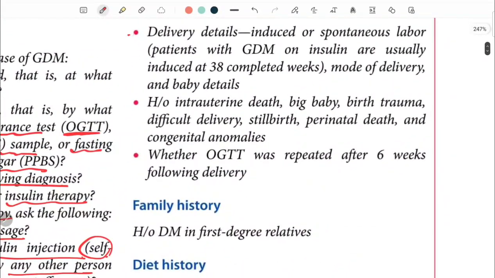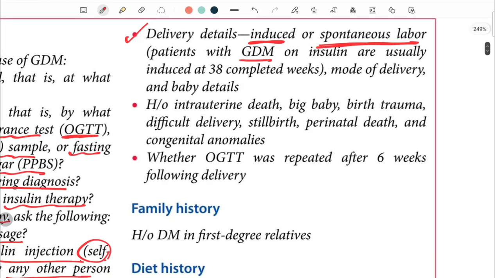Next, moving on to the delivery details. Delivery details should be asked for past obstetric history, whether it was an induced or a spontaneous labor. Why do we ask this question? Patients with GDM, especially on insulin, are usually induced at 38 completed weeks. So generally GDM patients on insulin have an induced labor at 38 completed weeks.